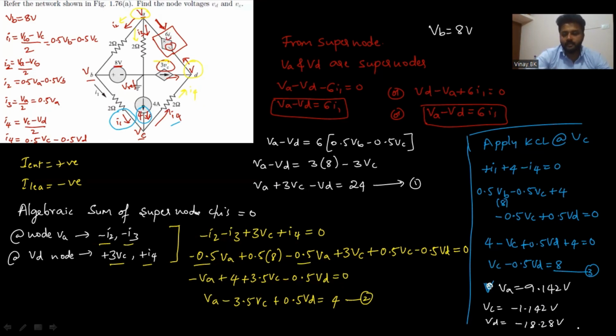Minus indicates the potential difference with respect to negative. Because of the direction of current, the voltage polarity also changes. And these are the values of VD and VC. If you have any doubts regarding this problem, feel free to write in the comment box.